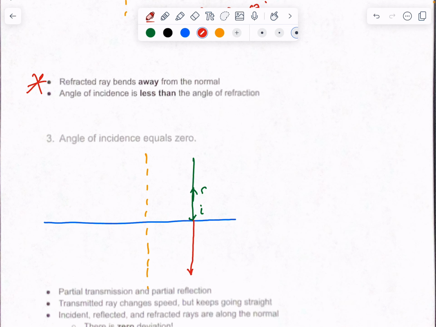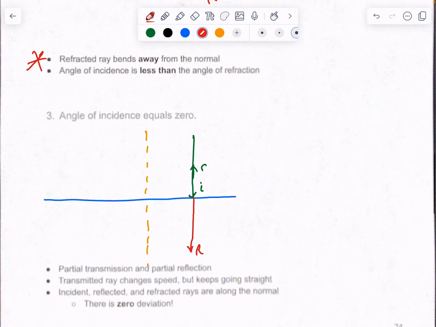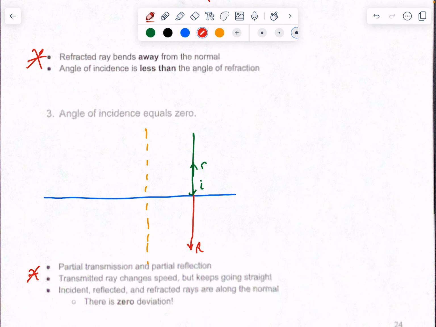So there's really not a whole lot to know on this one. So this is your refracted here. You have partial transmission, partial reflection. Transmission just means the part that went through. And basically there's 0 deviation, meaning nothing really changed directions at all. And that's basically it for that one.